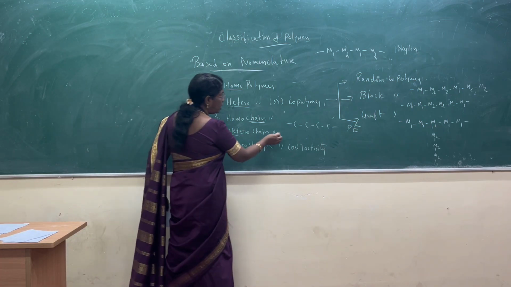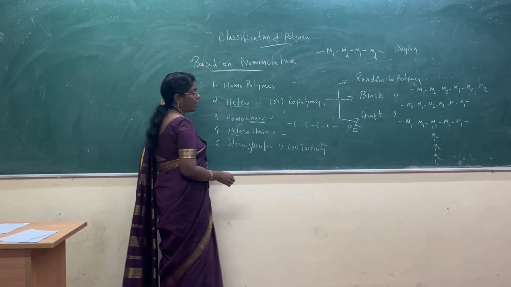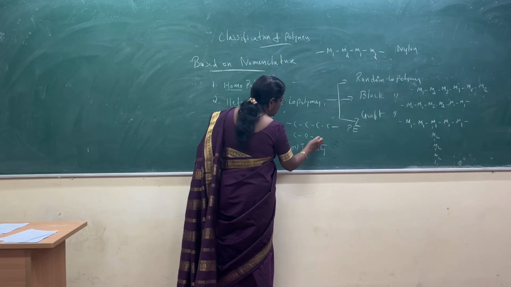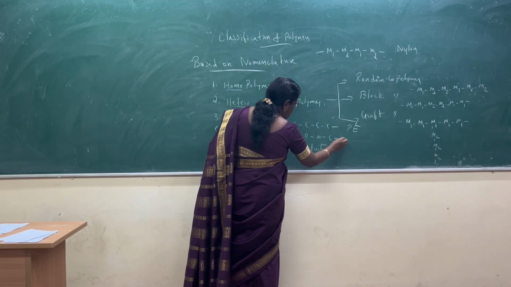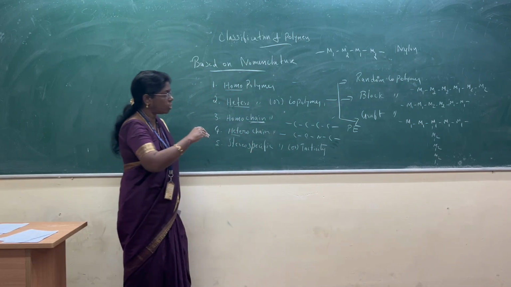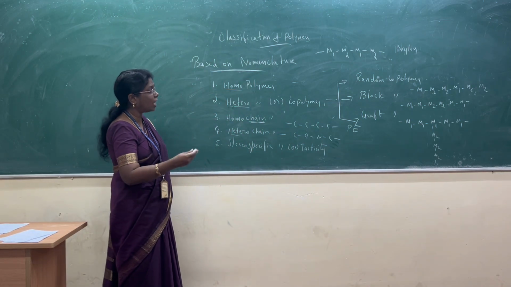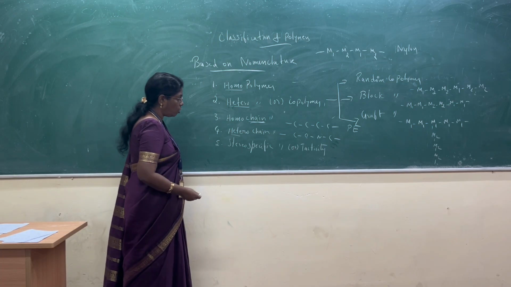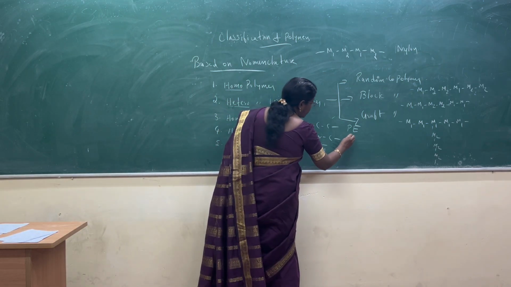And heterochain. Hetero means different. So the main chain of the polymer is made up of different atoms. Example is carbon, oxygen, nitrogen, carbon. So different atoms. The main chain of polymer is made up of more than one type of atom. Carbon, oxygen, nitrogen is called heterochain. Example is nylon.